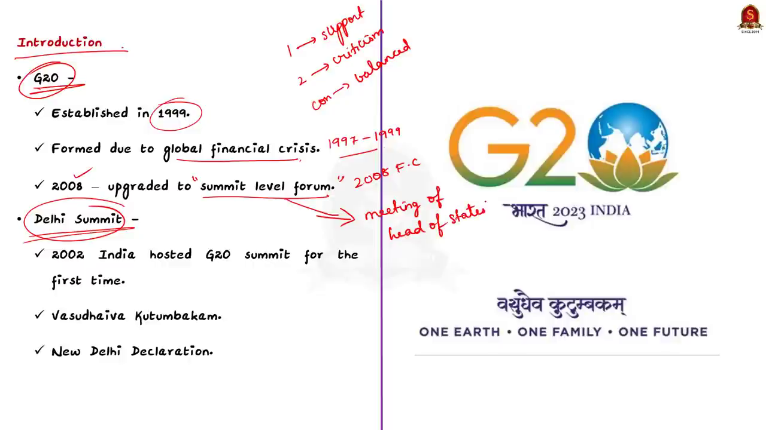And in the introduction, you can also write some points about the Delhi summit. For example, you can state this fact. India is hosting the G20 summit for the first time. In 2002, India hosted a G20 meeting before it was raised to summit level forum. You can mention the theme of the 2023 summit, which is Vasudhaiva Kutumbakam. You can also mention the New Delhi declaration that was adopted during the recent summit. So these are the important points which you can add in the introduction part.